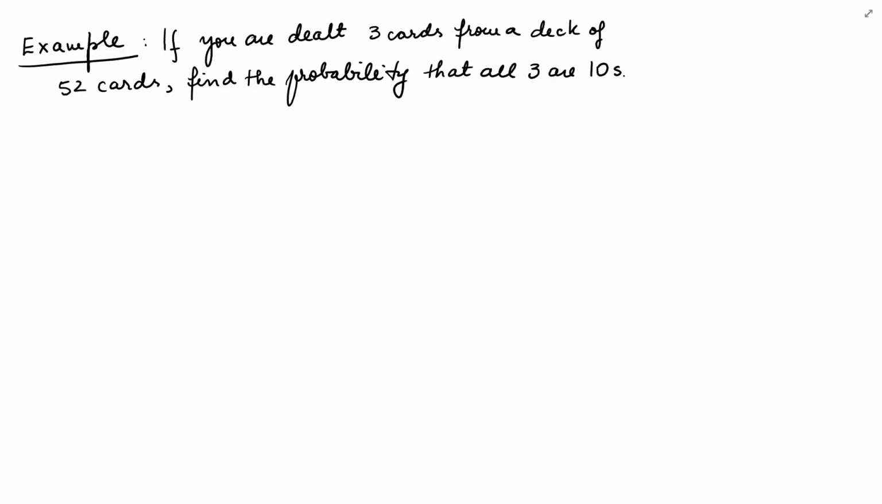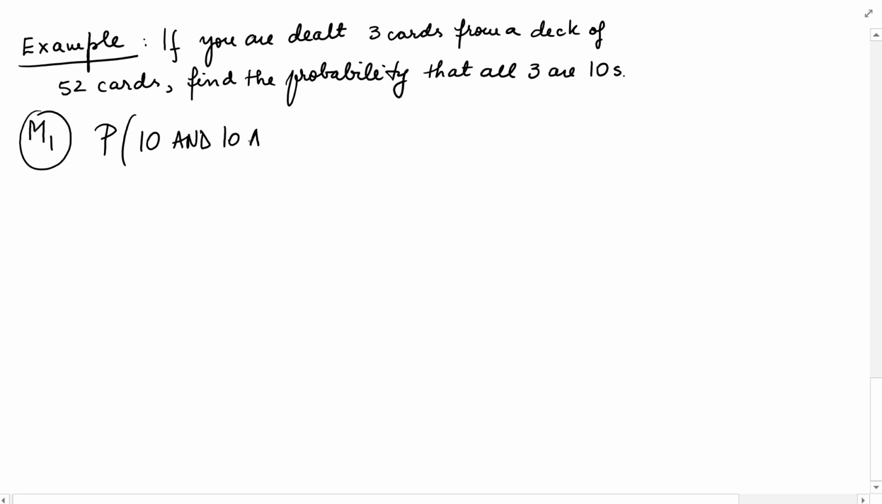Let's do an example now that says, if you are dealt 3 cards from a deck of 52 cards, find the probability that all 3 are 10s. So let's solve this problem using 2 methods. Method 1. Well, let's find the probability that the first one is a 10, and the second one is a 10, and the third one is a 10.